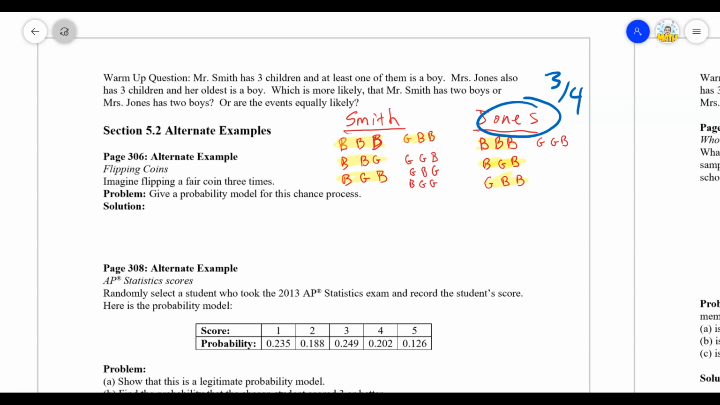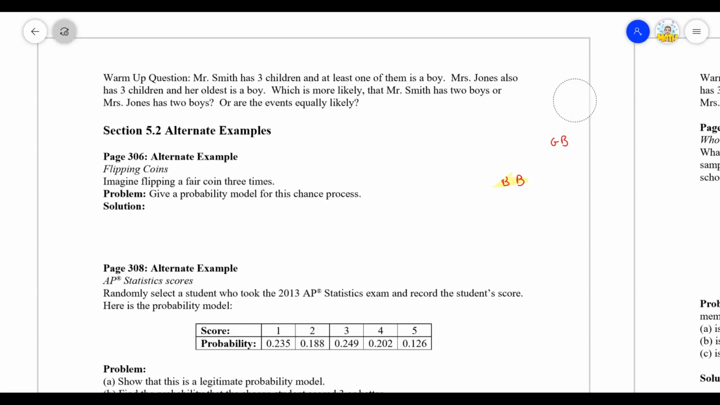There's a 3/4 chance that she has 2 boys because her oldest has to be a boy. We can't have a girl in that situation there. And then Mr. Smith has a 4/7 chance of being in a situation where he has 2 boys. So it's an interesting, often confusing kind of scenario that we can do if we just write out the sample space and think about it.